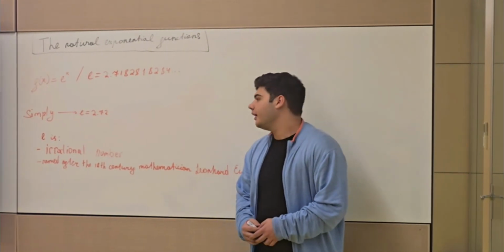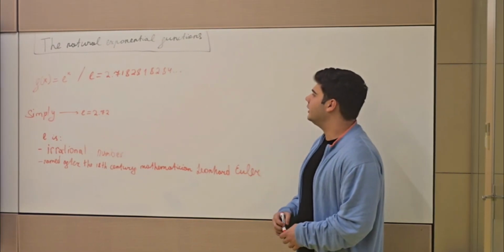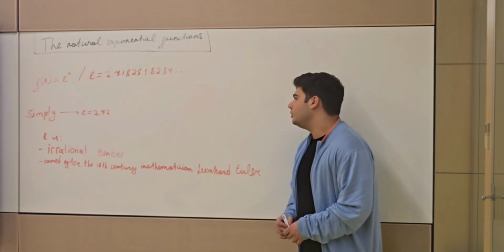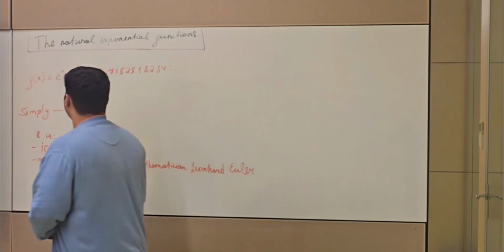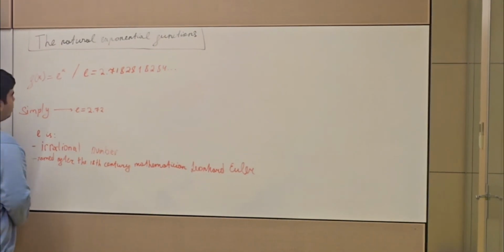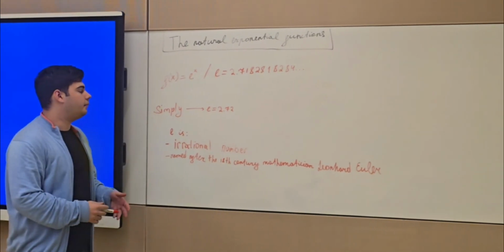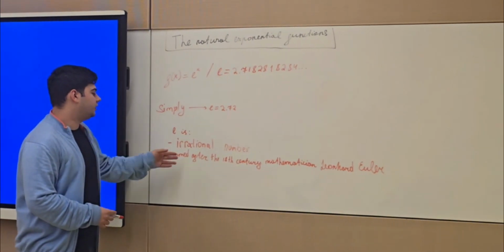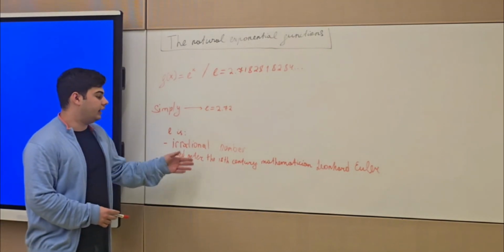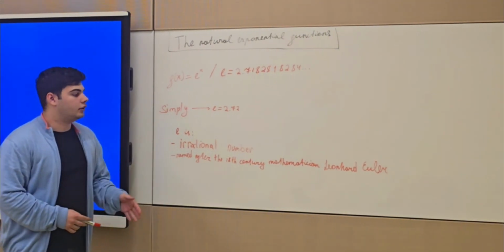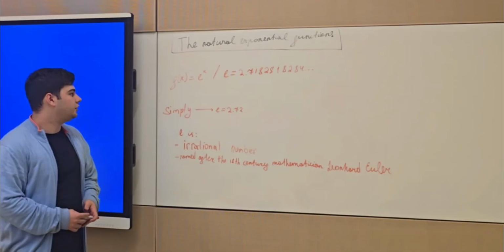Media University. And today we're going to talk about the natural exponential functions, which are expressed as f of x is equal to e to the power of x. Actually, natural exponential functions are exponential functions with base e. E is an irrational number and is named after the 18th century mathematician Leonhard Euler, who was a Swiss mathematician.